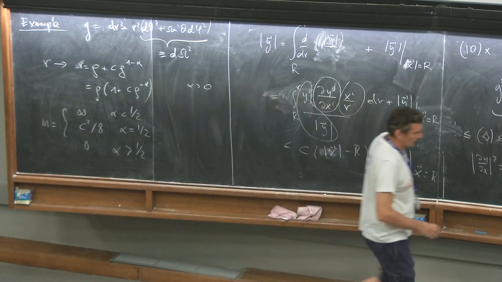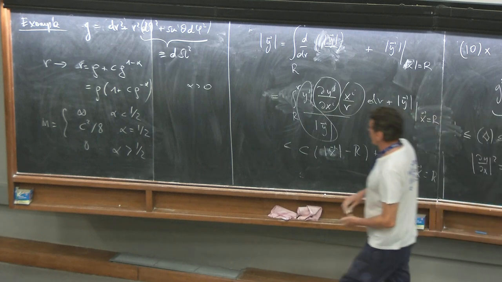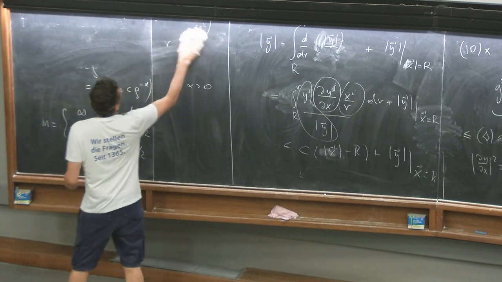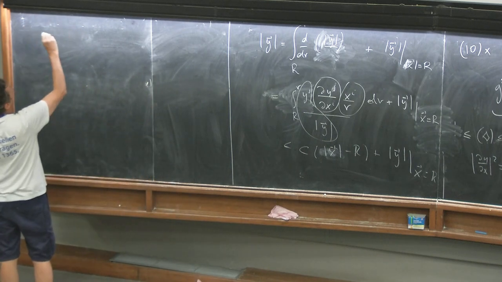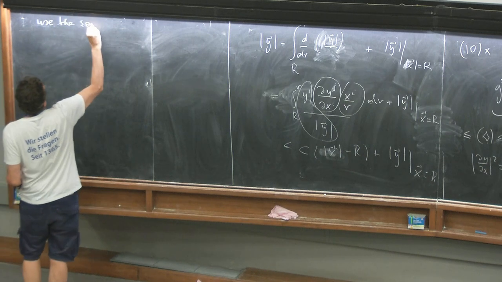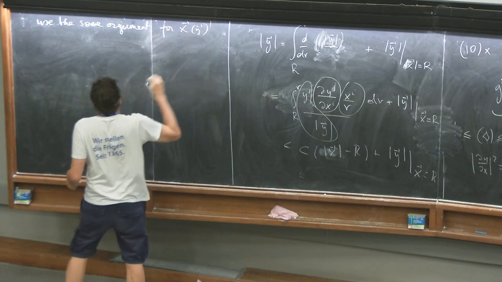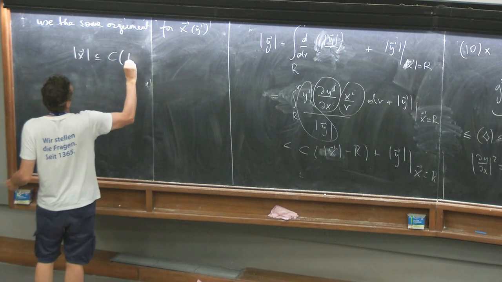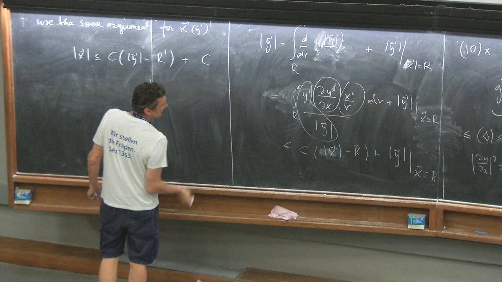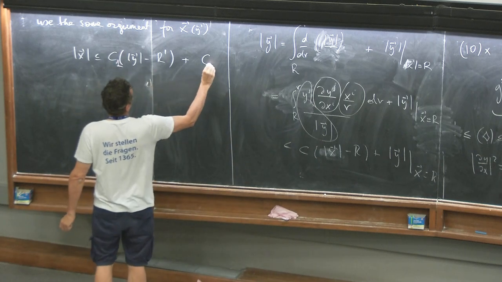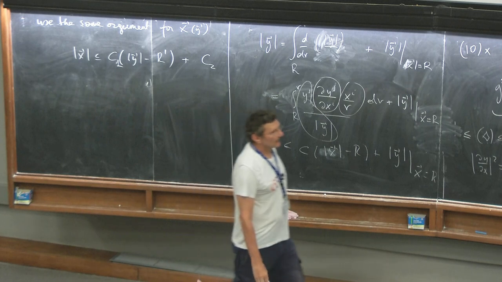You use this argument in the other direction, and you get the reverse inequality. So use the same argument for x of y, and then you get that x is smaller than c times y plus another constant. So this is c1 plus c2. So now you know that the radii behave in a comparable way.